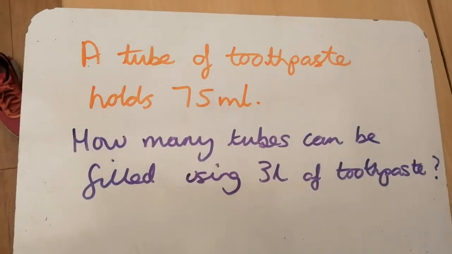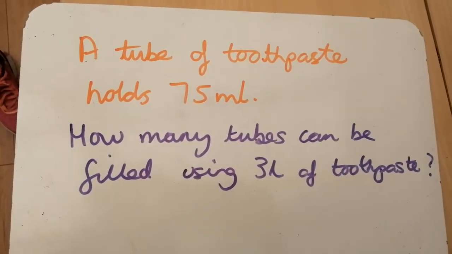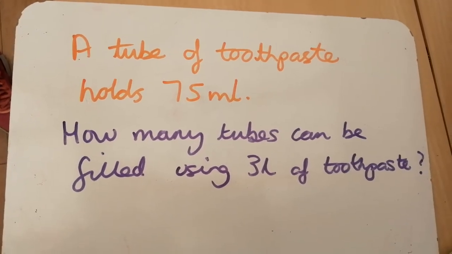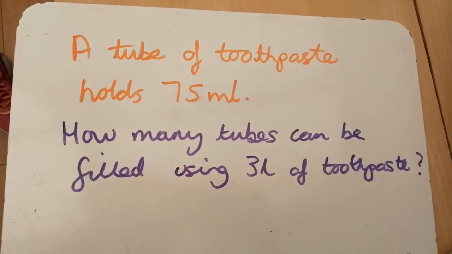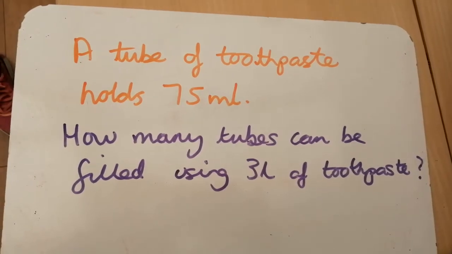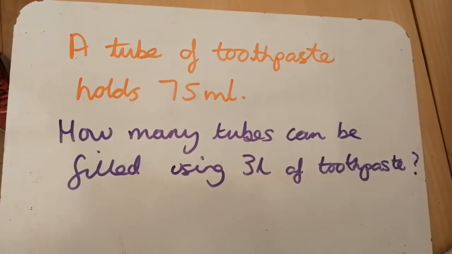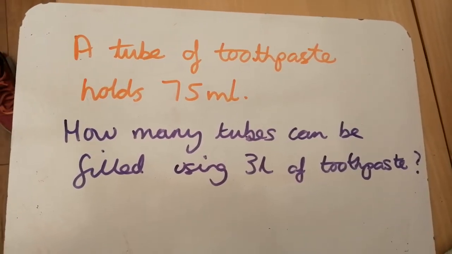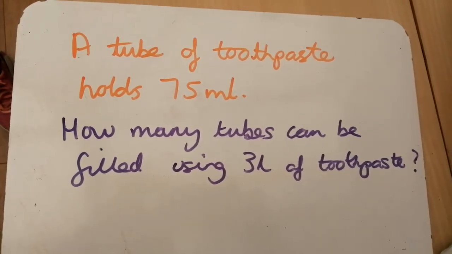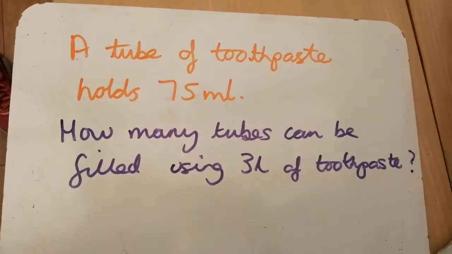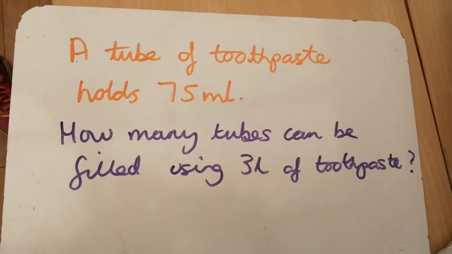So your first question is, a tube of toothpaste holds 75 millilitres. How many tubes can be filled using 3 litres of toothpaste? That's a mind-blowing amount of toothpaste to think about. So think, which operation am I going to use to work this out, and do I need to convert any of my units of measurement?